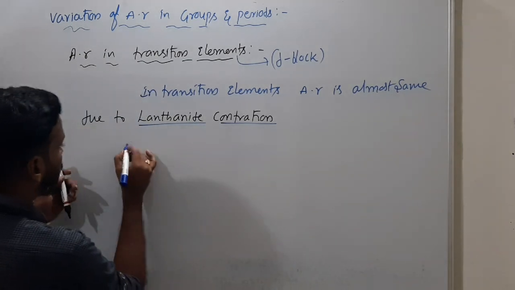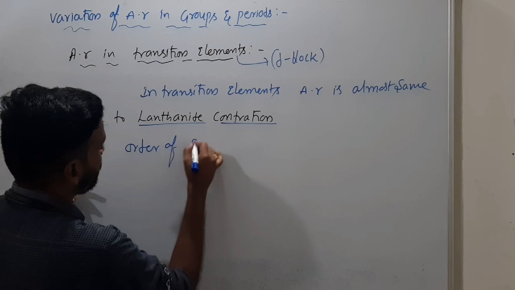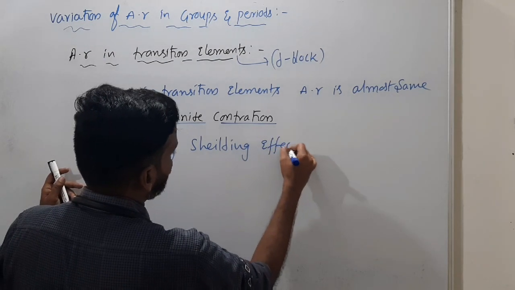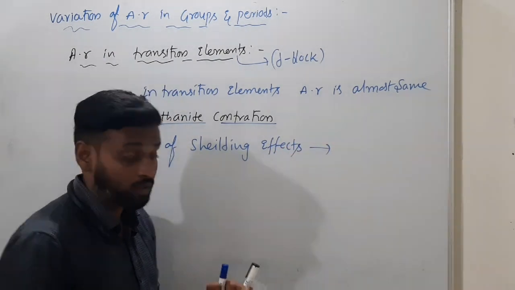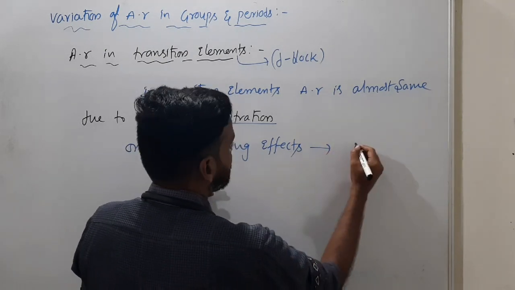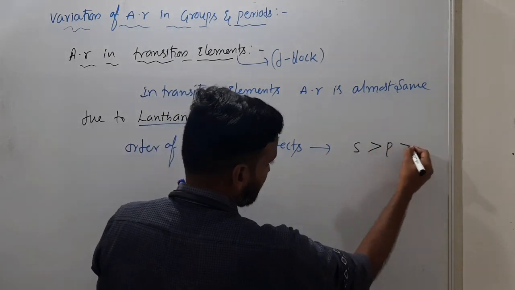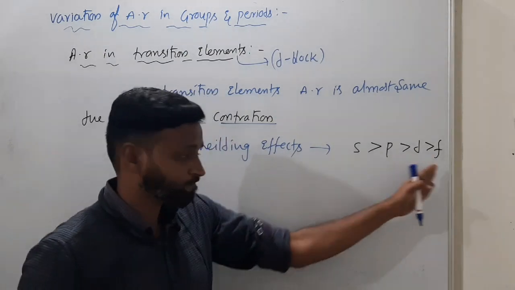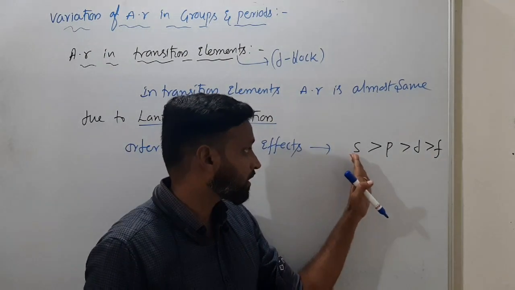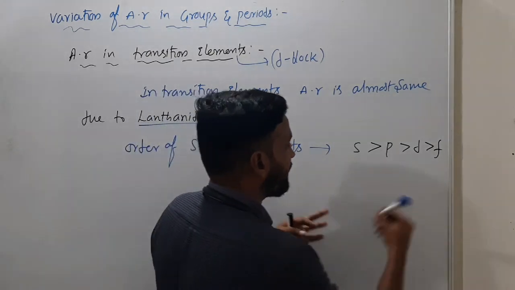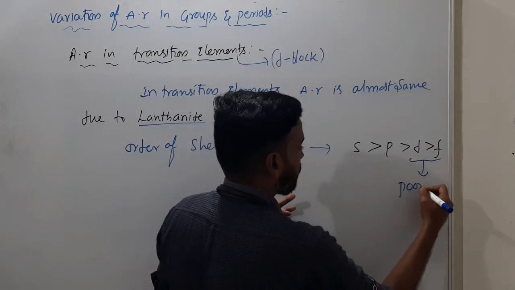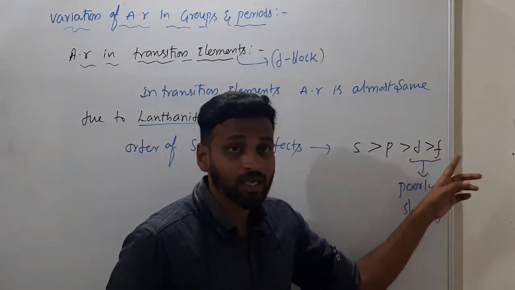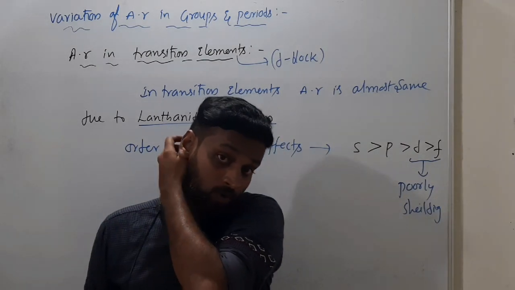You have an idea now. So what is next? The order of shielding effect, which means who protects more. That is very important. The order of protection is S has more protection ability than P, than D, than F. These are the inner core subshells. If the inner subshells are S, they are protecting more. So D and F are poorly shielding. If the inner subshells are D and F, they are not protecting properly.